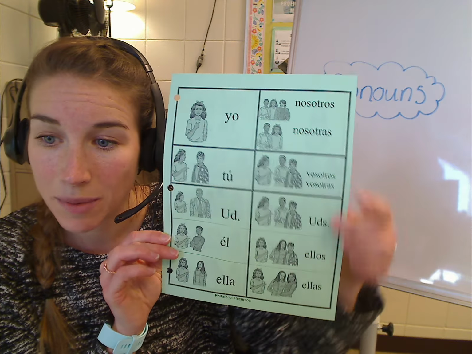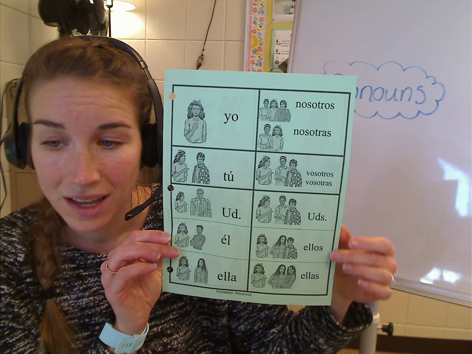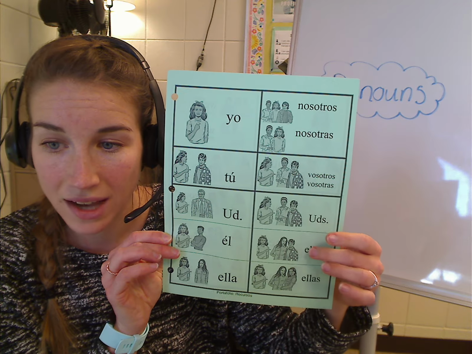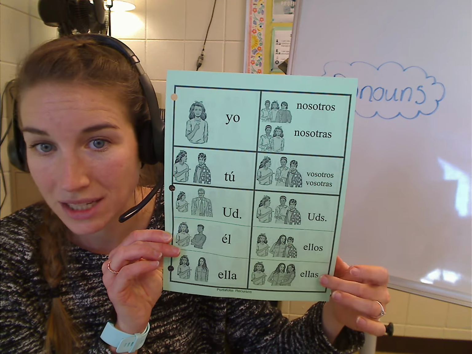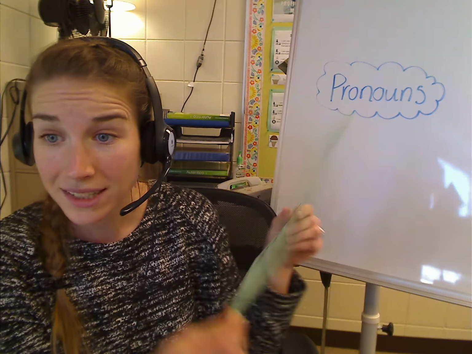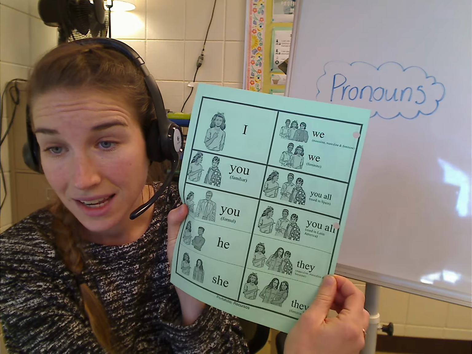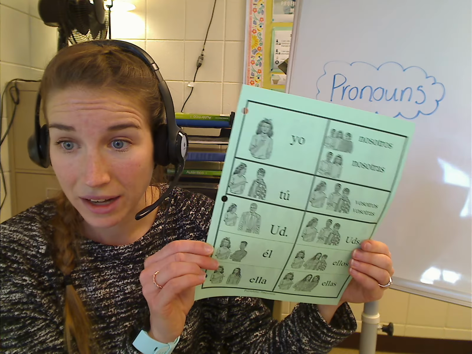Ellos and ellas in the bottom here both mean they. But notice the difference. There's a girl and a guy for "they," and two girls for "they." So the gender makes a difference. That's how to read this English side and this Spanish side.